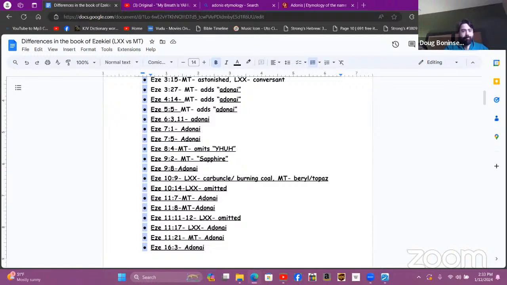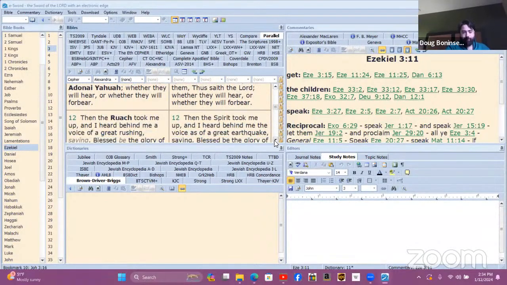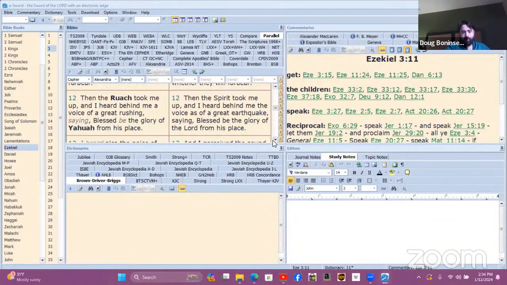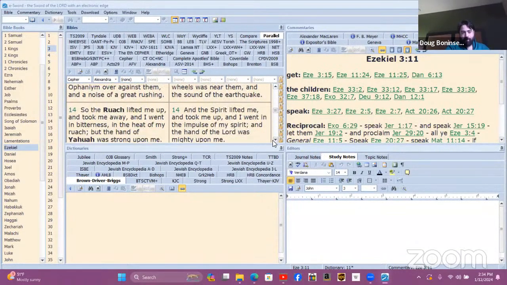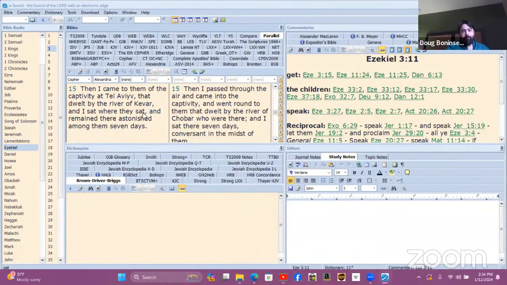So the Masoretic text says astonished, the LXX says conversant. Now, this is an interesting difference. It's saying conversant in this verse versus astonished. So it makes it read a little different here with the different wording.